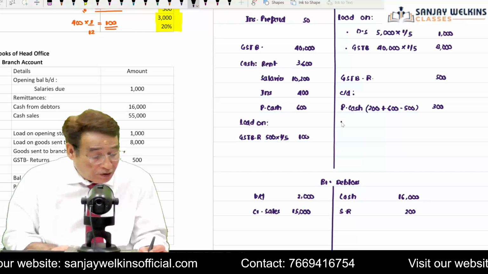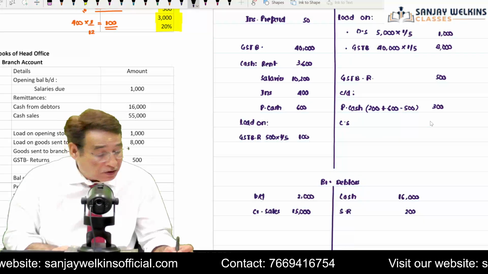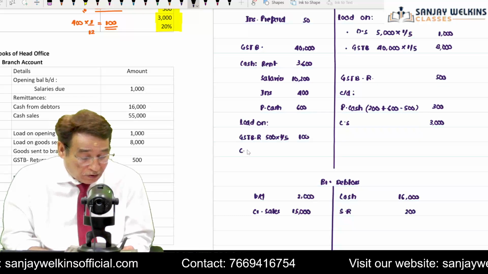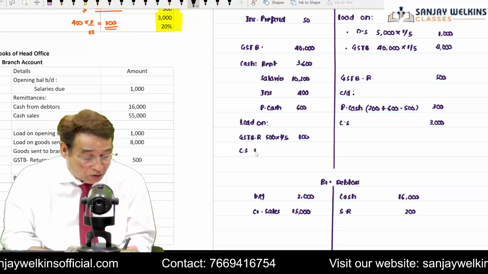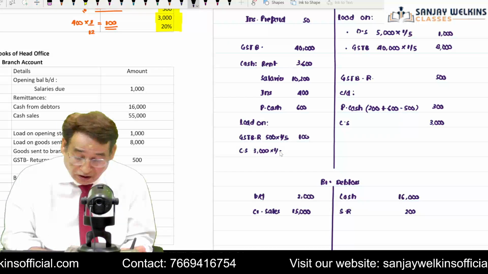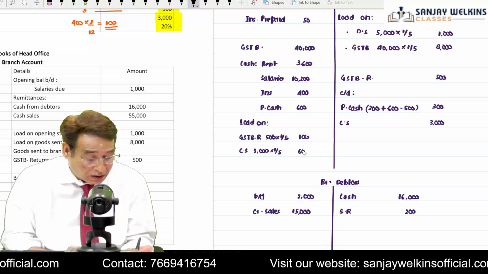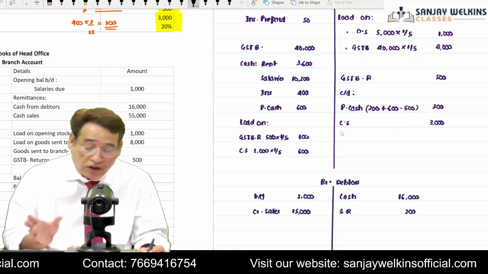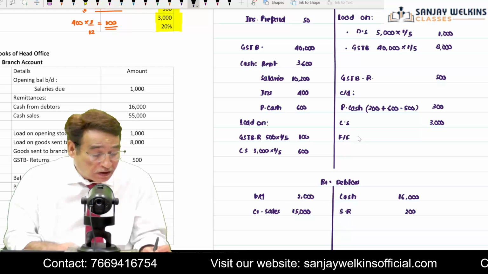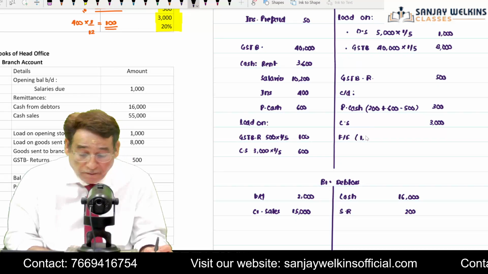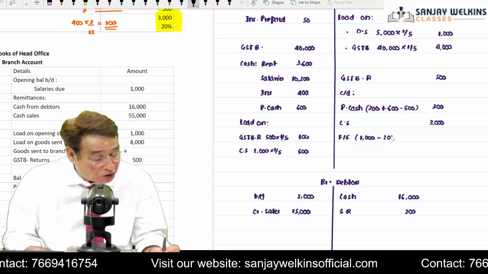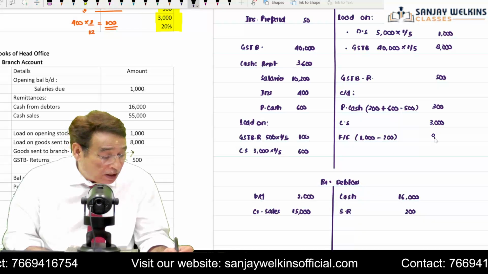Then we are being given closing stock. Now closing stock is actually 3,000, so I will be writing here 3,000, and its loading will be done, loading on closing stock. Closing stock is 3,000, and into 1 by 5 I will write over here, that will be equal to 600. And last item is depreciate furniture by 20%. We know that furniture which is given to us actually is 1,000. 20% depreciation will be 200. So closing balance will be 800.